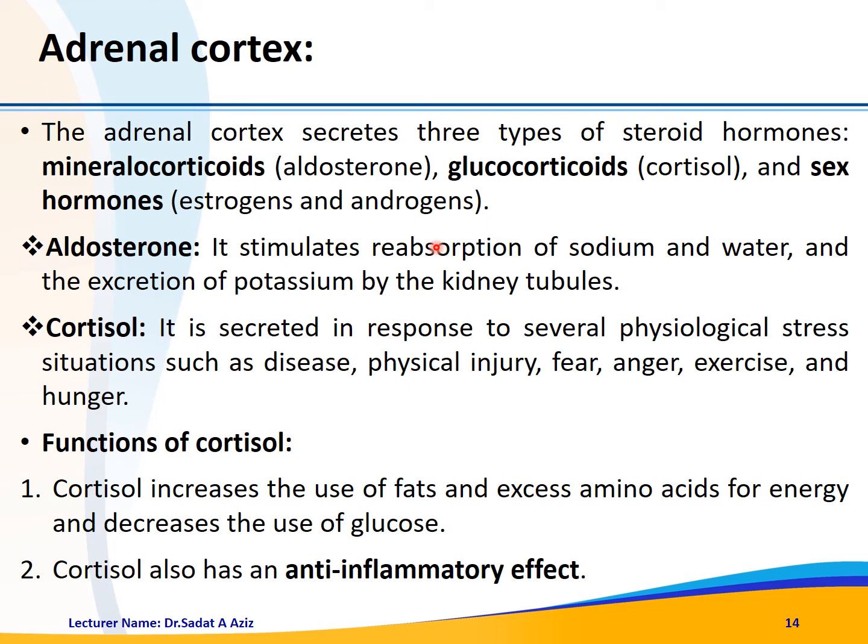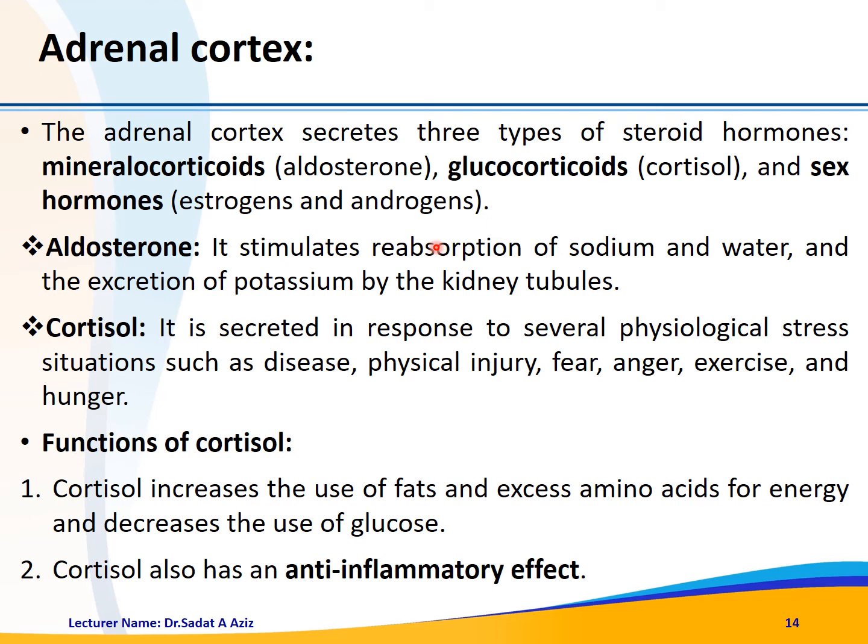regulate some physiological functions. Okay, so the first hormone of adrenal cortex is called aldosterone. Aldosterone stimulates reabsorption of sodium and water and the excretion of what? Of potassium by the kidney tubules. So this is enough for aldosterone. When we get to the renal physiology, I will try to explain the function of aldosterone in detail. Okay, so the second hormone of the adrenal cortex is called cortisol.